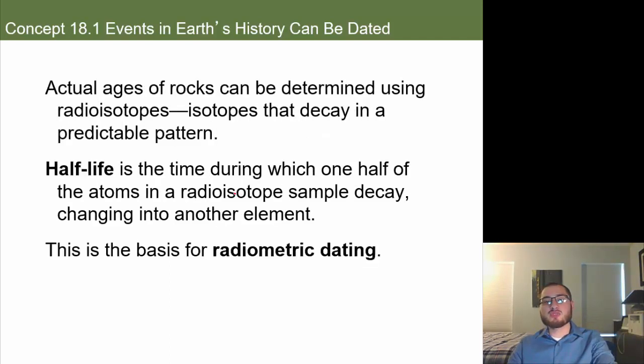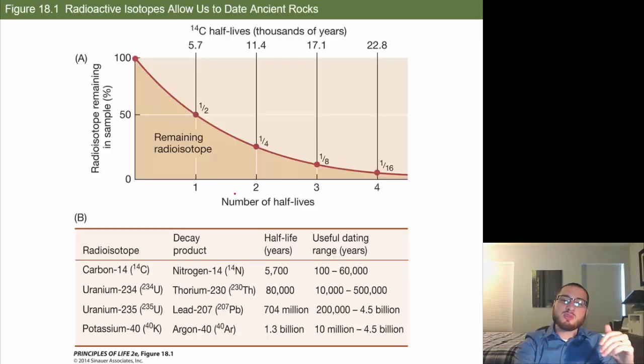In order to determine the age, we like to use radioactive dating, or radioisotopes, where over time the isotopes change, and we're able to pinpoint how long it's been based on how much they have changed. Half-life is the time during which one half of the atoms in a radioisotope sample decay, changing into another element. We know how long this takes, so we can take a sample and see how much has decayed into the other element in order to understand how old that rock is, or how long that fossil has been there. This is based on radiometric dating.